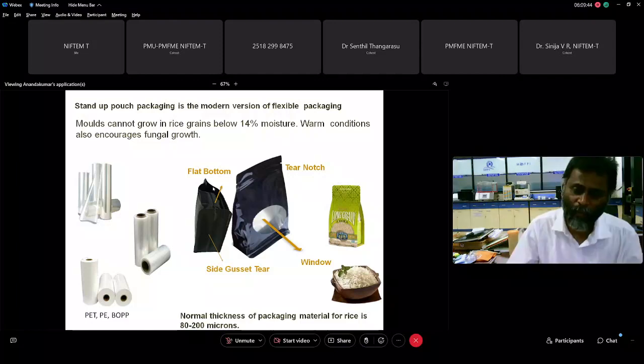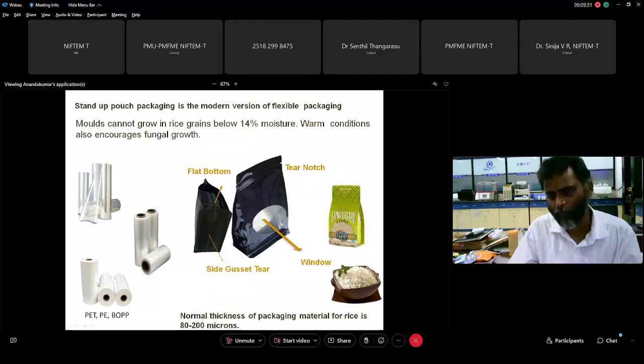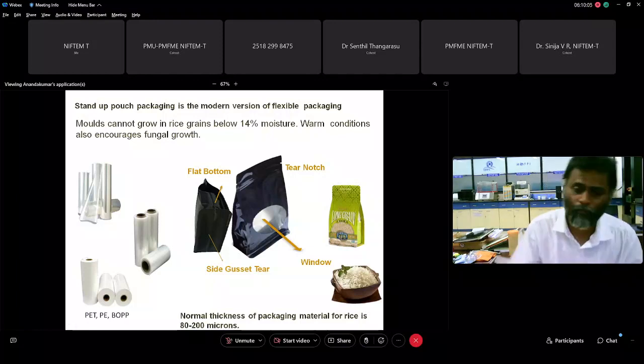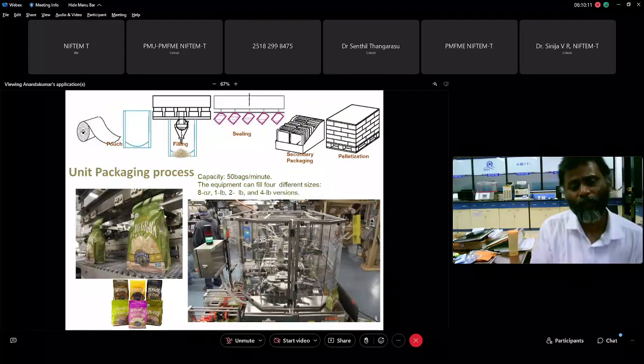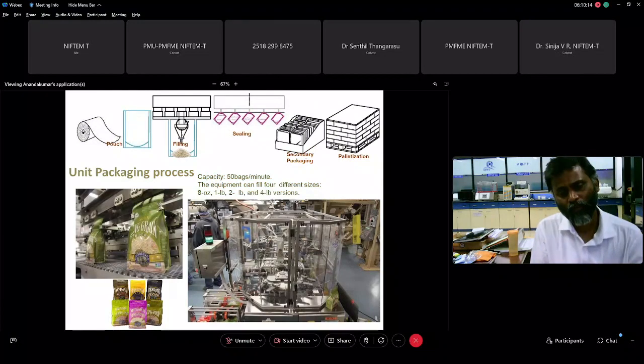This type of packaging material is a multi-layer material. It is a combination of polyethylene terephthalate, polyethylene and BOPP film. Sometimes these standard pouches can be filled with gases also, for example in MAP packaging, where they may use nitrogen or modified atmosphere packaging. In such a case, this type of standard pouch is used in the market for packing rice-based products.